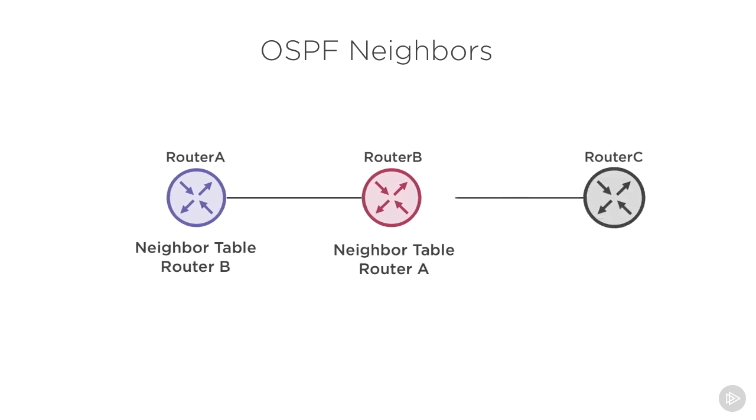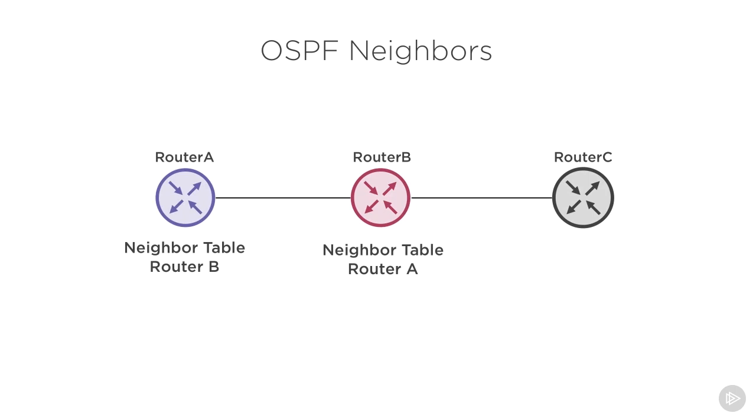If I add router C in here, router B is going to neighbor up with router C. Router C is going to neighbor up with router B. Router A is going to continue to be neighbored up with router B and really won't know that C is a neighbor of router B at all, except for the fact that router C is going to be propagating network information that router A will eventually hear. However, that is not part of the neighbor relationship process in OSPF.